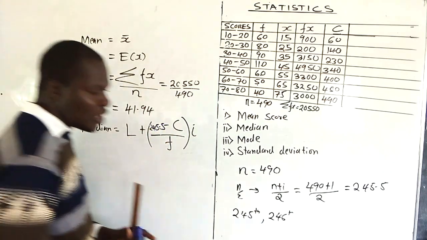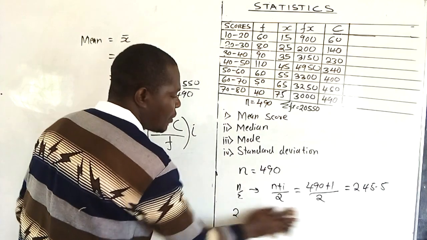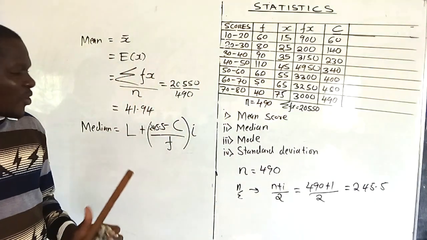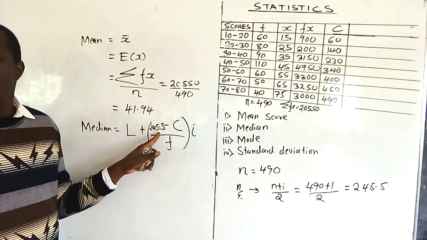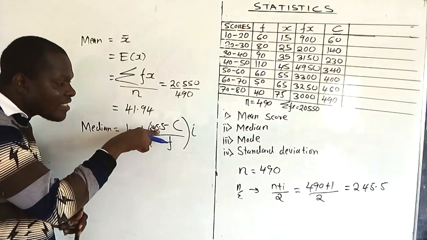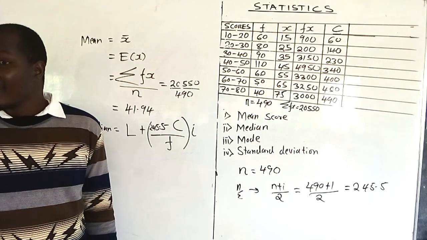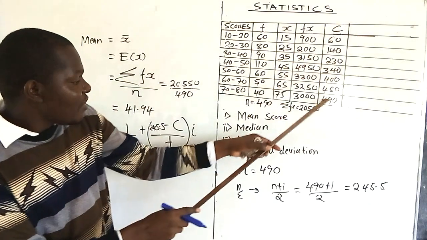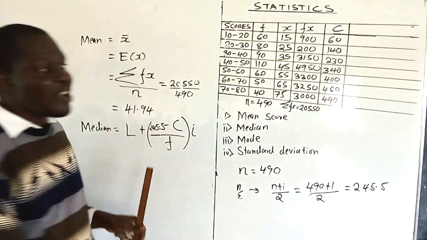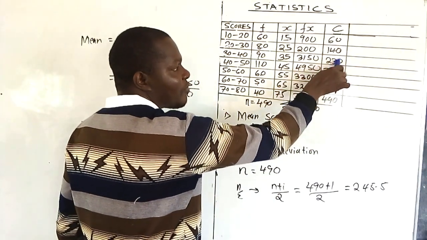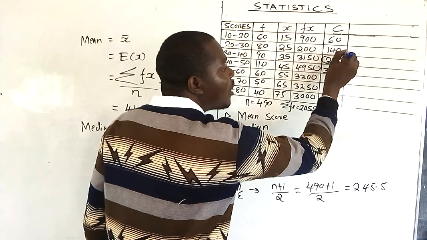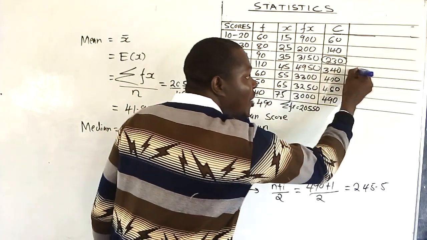245.5. So we have 245.5 minus C. So why have we substituted the value of n over 2? Because C must be less than 245.5, isn't it? So you go to the column and check the value which is less than 245.5 from downward. Which one is less than it from downward? 230. So 230 is less than it, meaning the median class is the class below it.